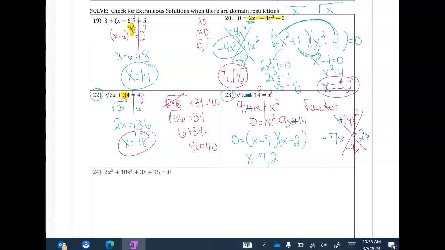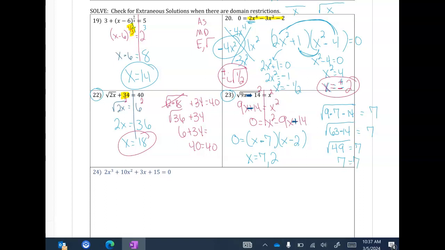Don't have as much room, so I'm going to erase my factor x real quick. And let's see if we put 7 in. So 9 times 7, take away 14, is that the same as 7? So again, we're going to get 63. 63, take away 14, that's 49. And yes, we get the left side equal the right side.